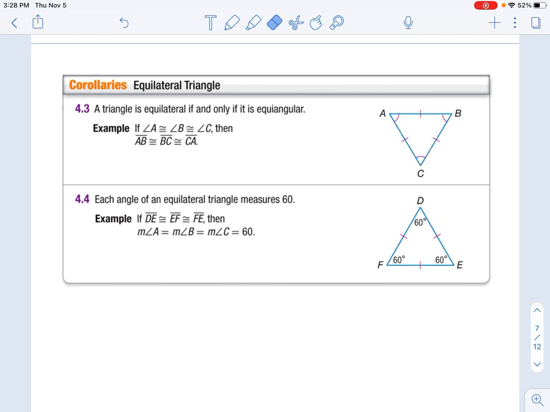And then following that, each angle of an equilateral triangle must equal 60 degrees. Because all the angles are the same, you can take 180 divided by 3, since there's 3 angles, and they all must have to be 60 degrees.